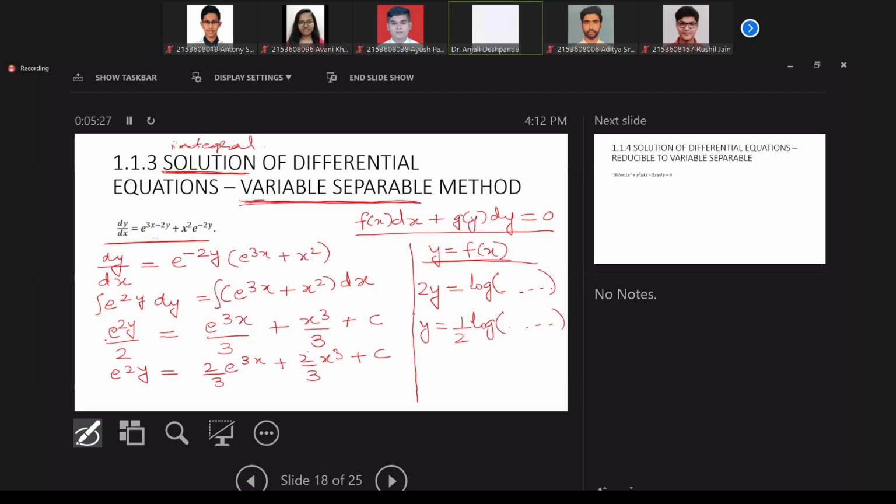So whenever we are solving the sums on this thing, this solution of the differential equation, remember that the most important skill you need to have is integration. So your integration should be very good. Then you will be able to solve such sums.